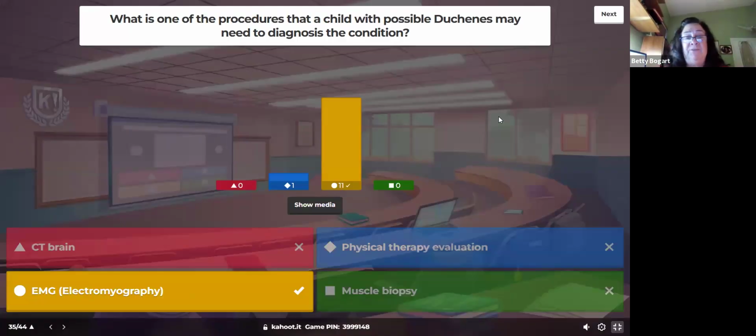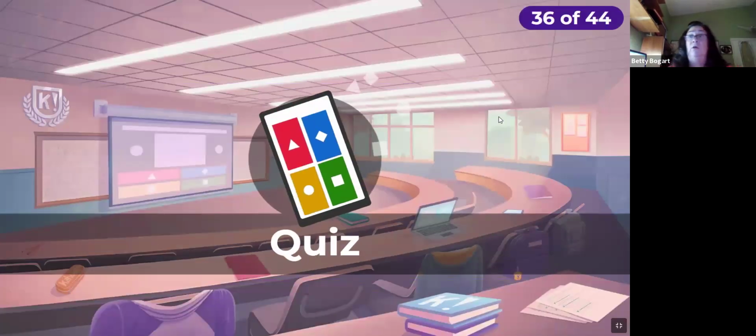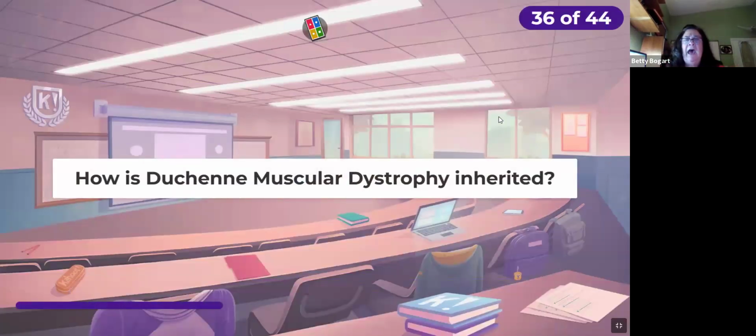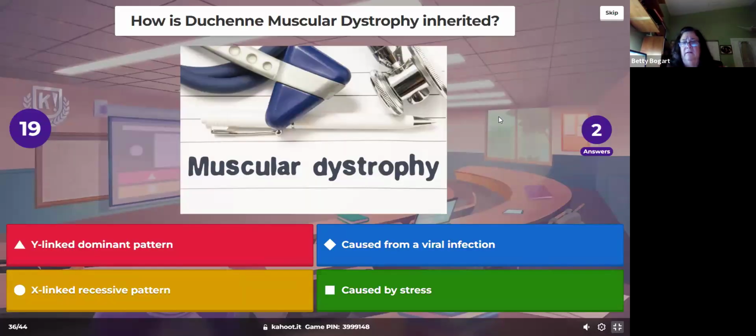And it's called an EMG, electromyography. Remember, this is a child that you should offer at least acetaminophen to when they come back. They will hurt. How is Duchenne muscular dystrophy inherited? Again, this is part of why they're going to need some sort of genetic counseling if they want to have another child, right? We have to know, how is it inherited? Where did it come from?